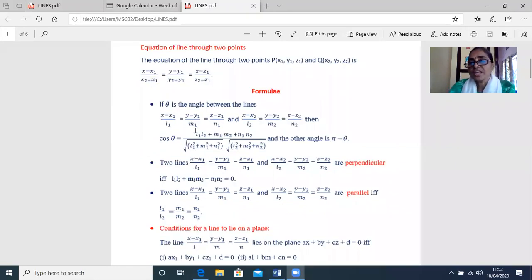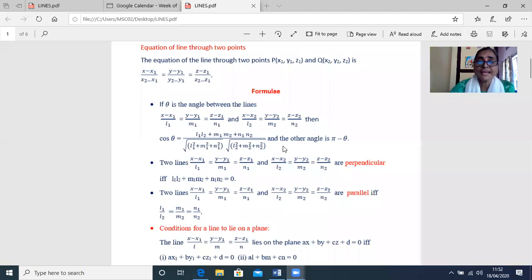Now how to find the angle between 2 lines? You can see the formula for cos theta. It is similar to that of the angle between 2 planes. So if l1, m1, n1 are the DCs of the first line, l2, m2, n2 are the DCs of the second line, and if theta is the angle between these 2 lines, then cos theta is given by this formula. From this we can find theta.